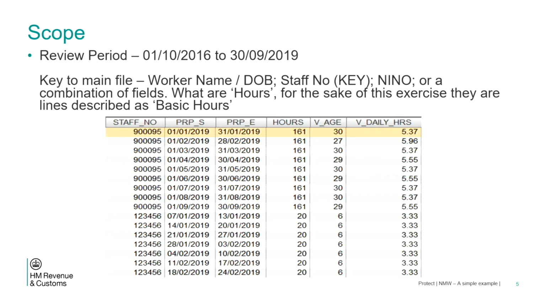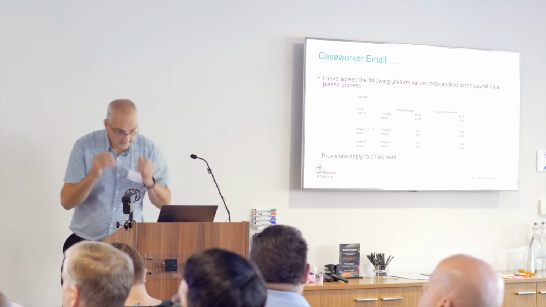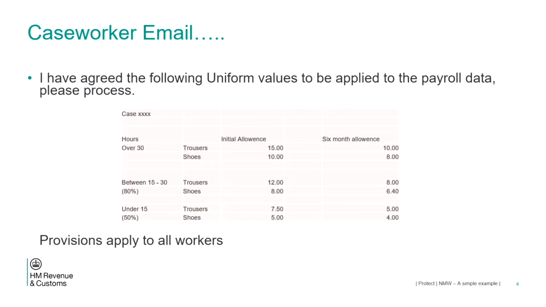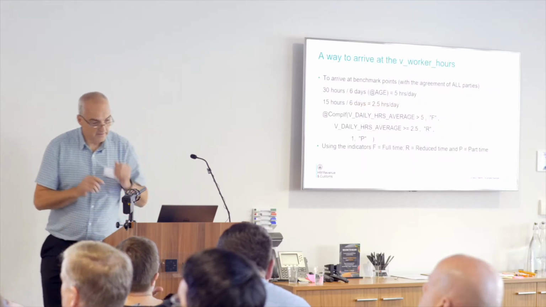Why am I calculating the daily hours? Well, my original, if I go back up here, these hours quoted by the caseworker were for a week, but I've got monthly payroll. So I've gone to the common denominator, which is a day. Regardless if it's monthly or weekly, I've gone down to a day. That's why I did it that way round.